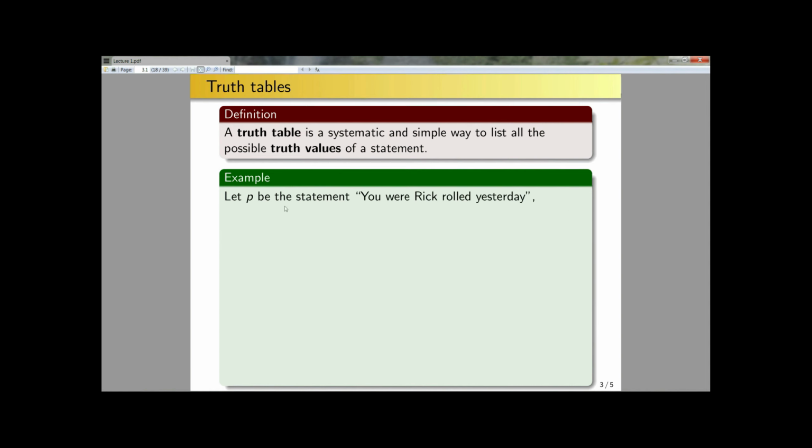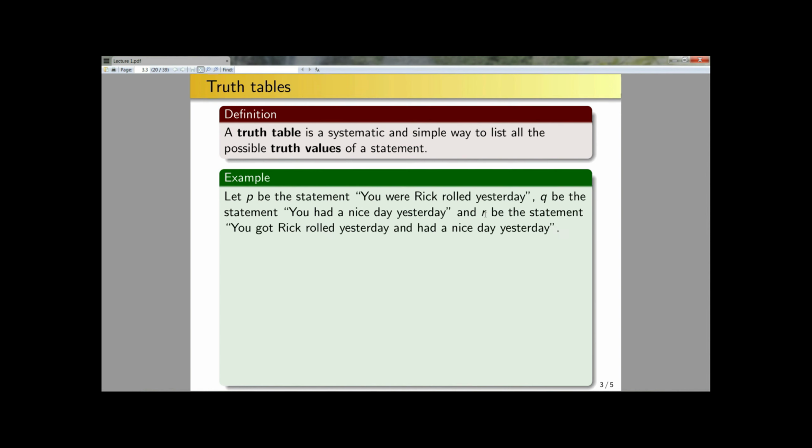Let P be the statement you were rickrolled yesterday, and let Q be the statement you had a nice day yesterday. With these two statements, I can build what's called a compound statement, say R, and I can let this be the statement you got rickrolled yesterday and you had a nice day yesterday. Now I can ask the question, what are the possible values of P, Q, and R? The systematic way to do this is a truth table.